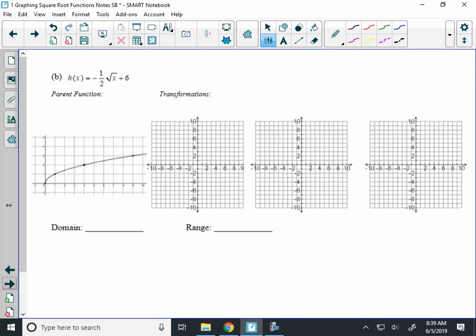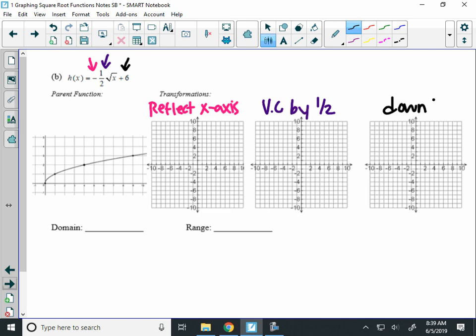Next one. All right, we start in the front. We have a negative out here. That negative means that my graph reflects over the x-axis. The 1/2, whoops, dropped the pen. The 1/2 means that I have a vertical compression by 1/2. And then the plus 6 outside the radical means that you went down 6 units.